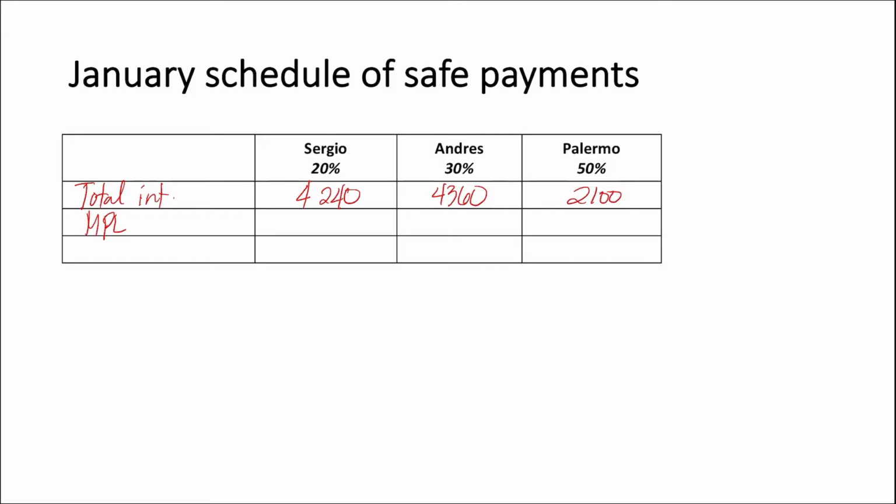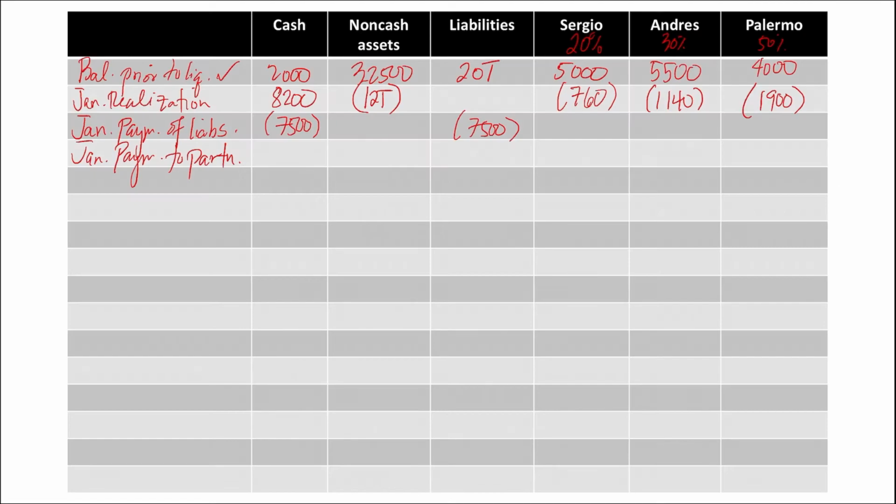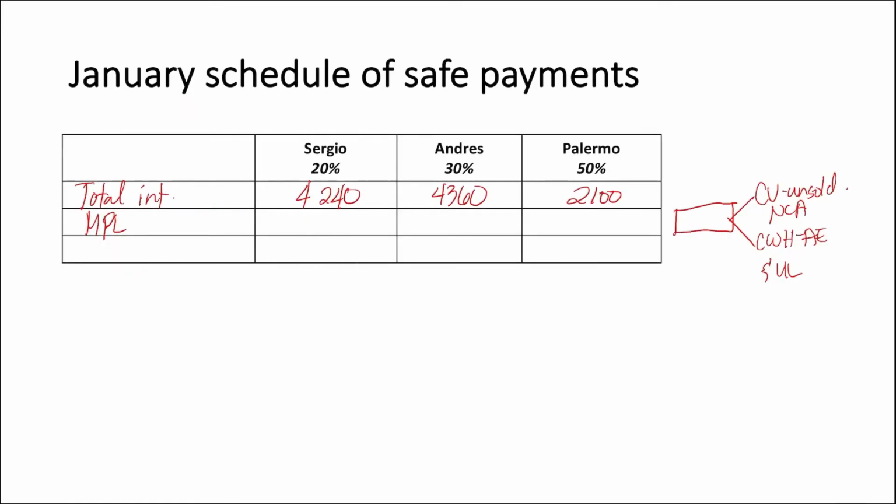Okay? So, ayan na. Next, maximum possible loss. For the maximum possible loss, ano nga ulit yung components niya? That is the CV of the unsold assets. Unsold non-cash assets plus cash withheld for what? For anticipated expenses and unrecorded liabilities. Balik tayo dun. Magkano pa yung unsold non-cash assets? 32,500 minus 12,000. So that would be 20,500.